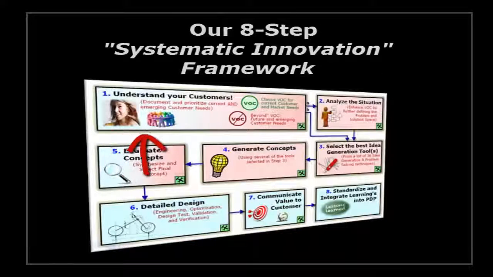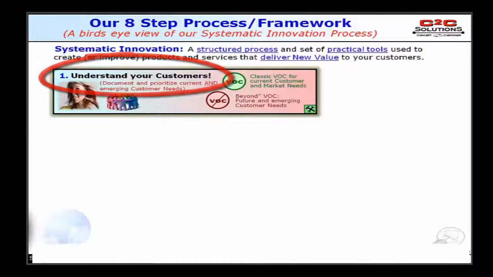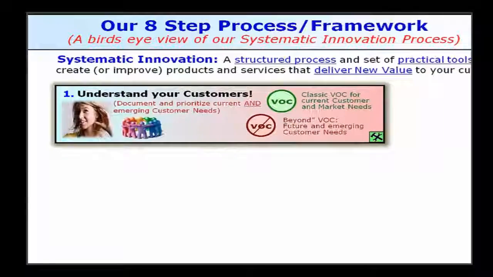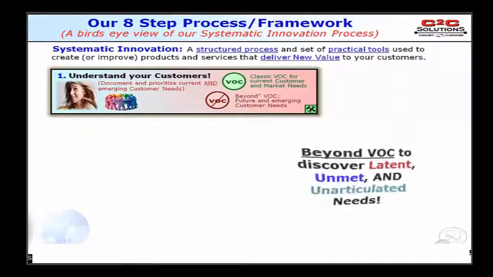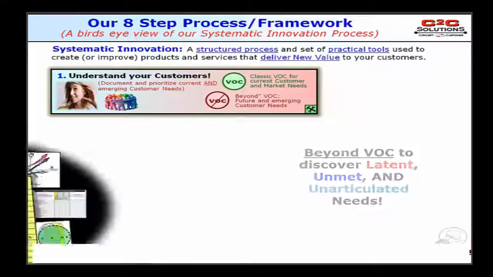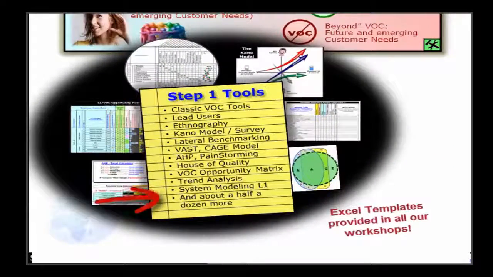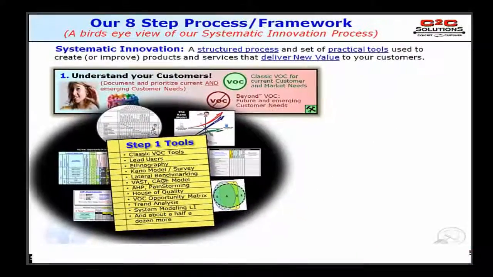Our 8-step framework integrates a menu of inventive thinking best practices into a process we call systematic innovation. Step 1 is all about understanding your customers. Not only do we explore the customer's need, but we go well beyond what they can articulate in order to discover those latent and unmet needs. We actually recommend going beyond the classic VOC tools and introduce about a dozen additional methods to get a better handle on the customer's current and future requirements.